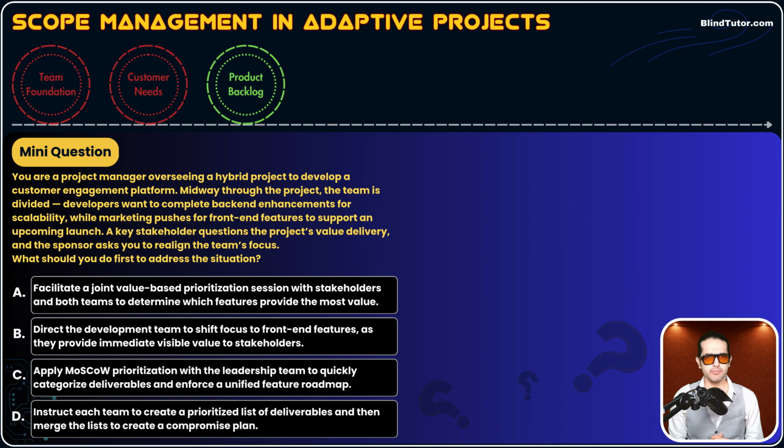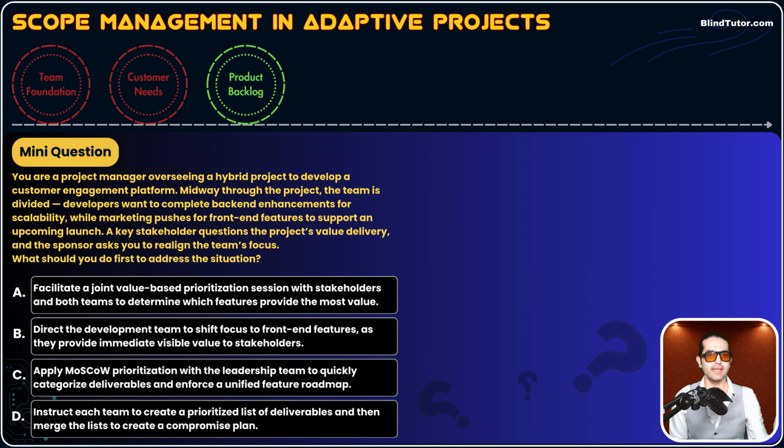You are a project manager overseeing a hybrid project to develop a customer engagement platform. Midway through the project, the team is divided. Developers want to complete the backend enhancements for scalability, while marketing pushes for front-end features to support an upcoming launch. A key stakeholder questions the project's value delivery, and the sponsor asks you to realign the team's focus. What should you do first to address the situation?